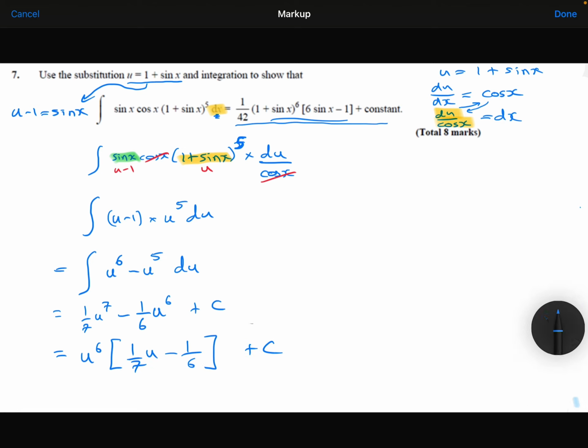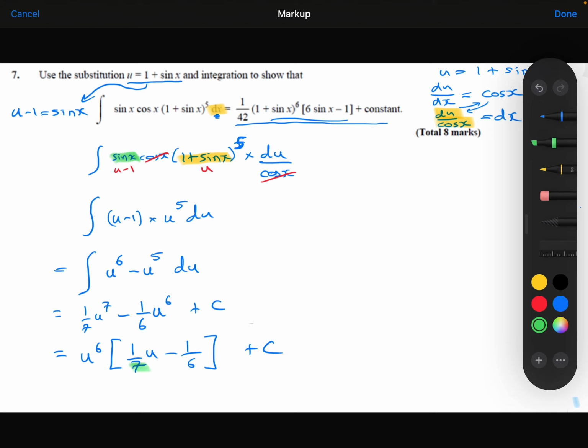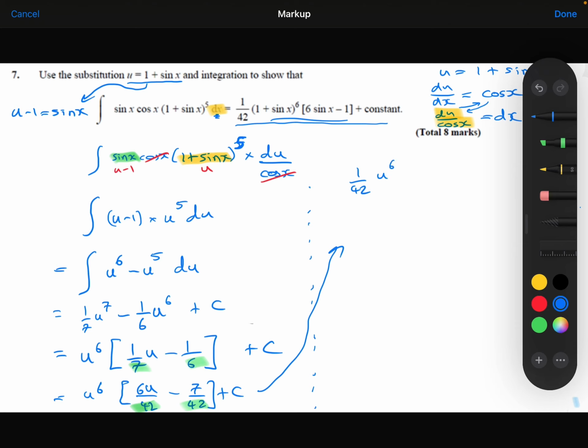And the other bit of simplification I'm going to do here is get a common denominator so this fraction is not quite as messy. So getting a common denominator, times the first fraction by 6 will get 6u over 42. Times the second fraction by 7 will give me 7 over 42. I can then factorise the 1 over 42 outside. So I've got 1 over 42 times u to the power 6, and on the inside here I've got 6u minus 7. I think that's probably as simple as I can get my answer in the u world.